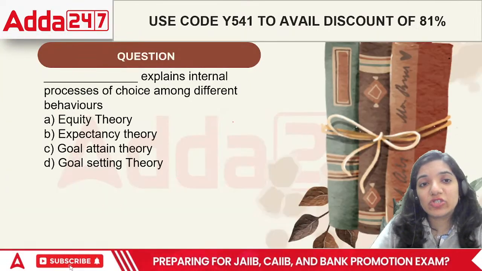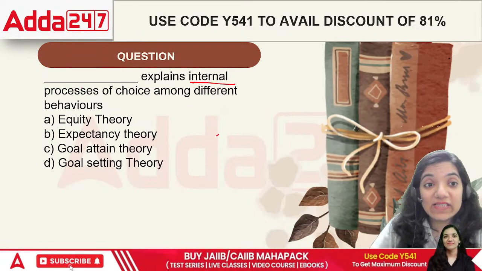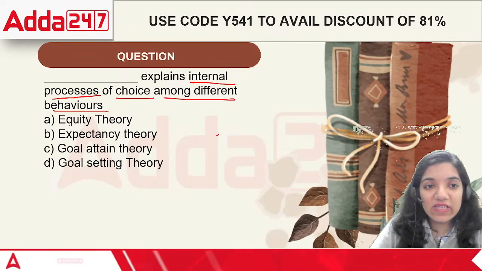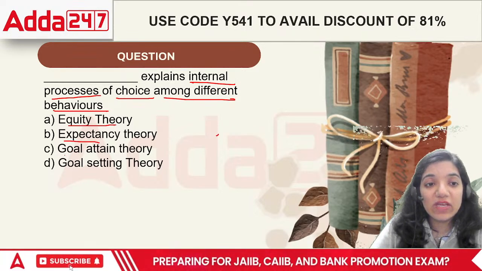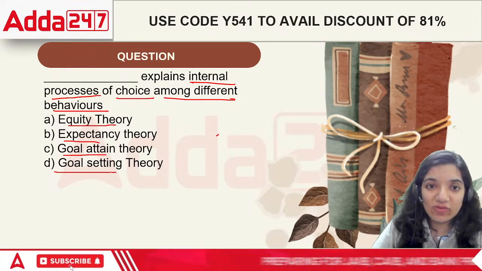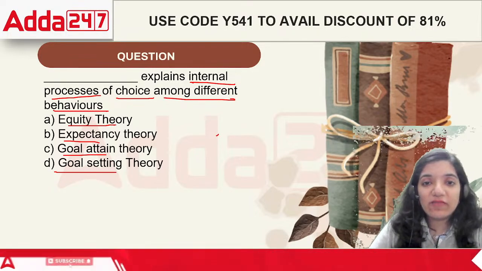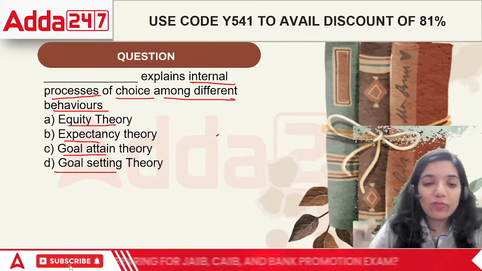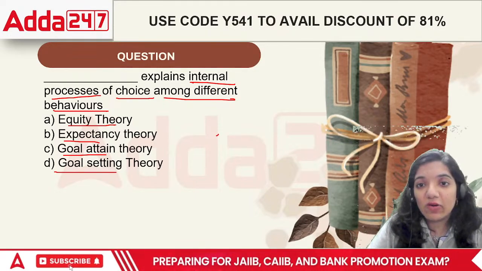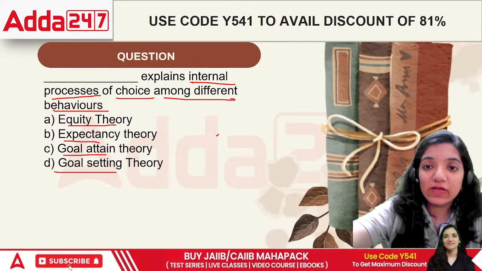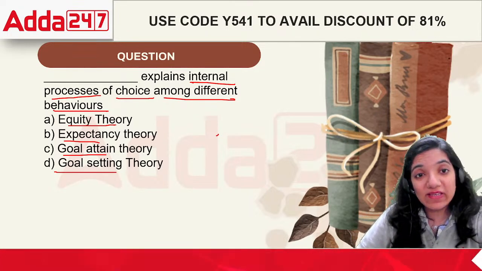Okay, next question. Dash explains internal process of choice among different behaviors: equity theory, expectancy theory, goal attainment theory, or goal setting theory. It is an internal process of choice among different behaviors. See, if I look forward to it now, why would I put in extra effort? If I make something out of it only, then I will do that extra effort. Otherwise, I won't. That is the concept of expecting things, right?